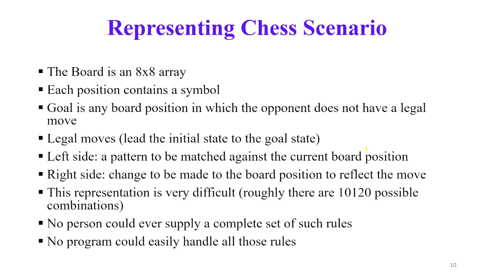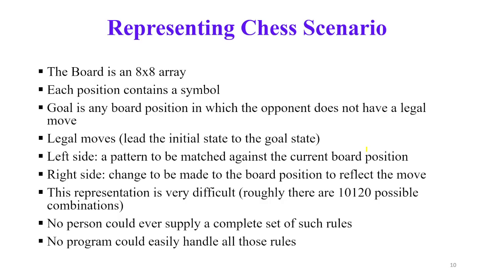The goal is any board position where the opponent does not have any legal move. That's a checkmate. What's a legal move? A legal move is represented as a production rule that leads from the initial state toward the goal state. The left hand side is a pattern matched against the current board. The right hand side gives the changes to be made to the board position, reflecting the move made.